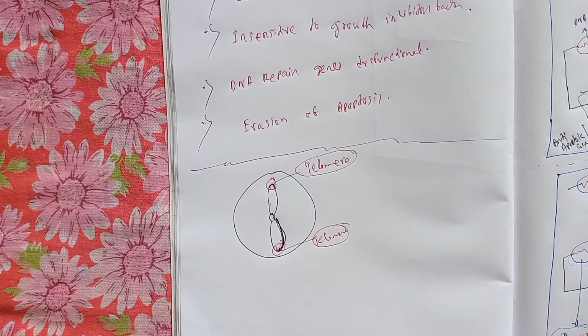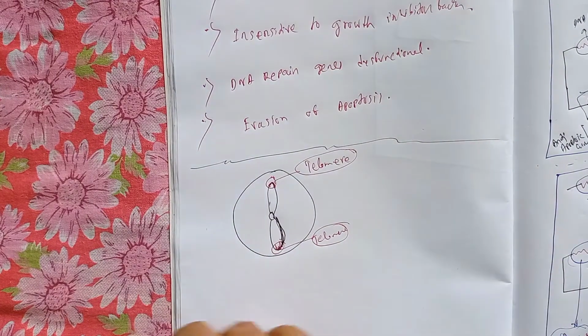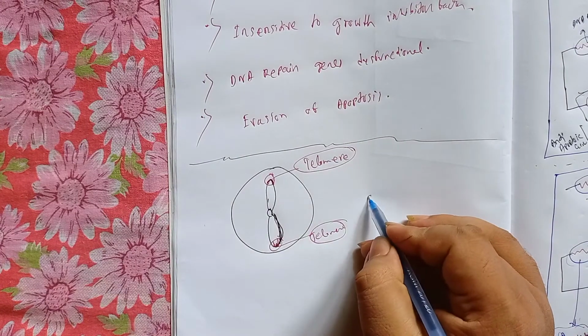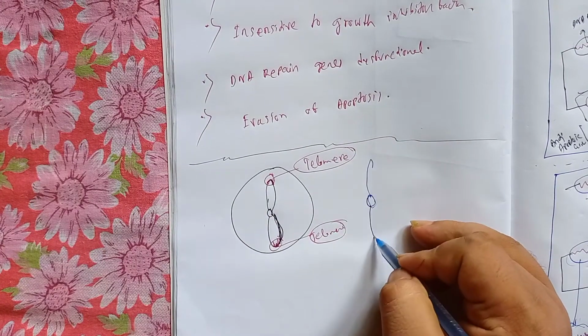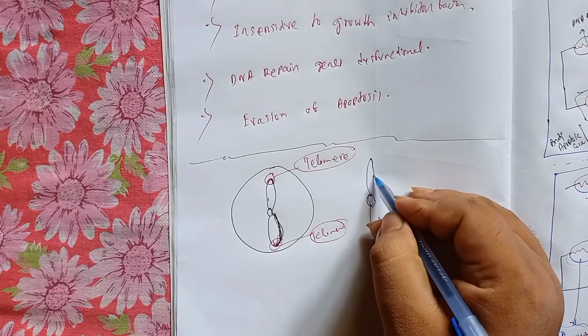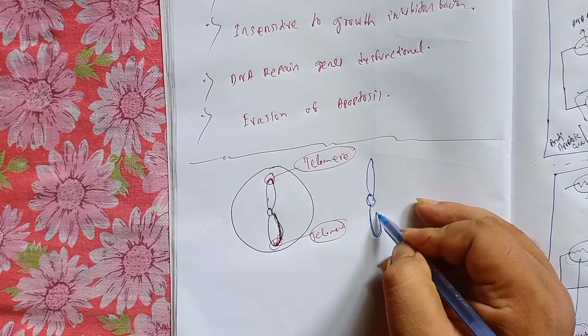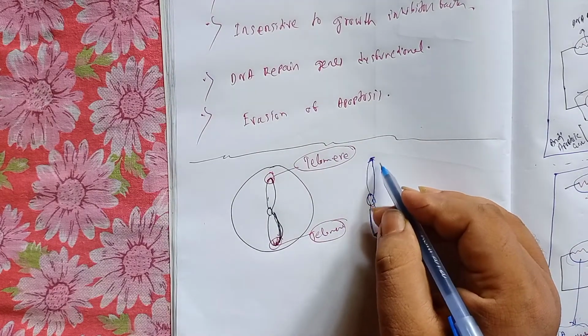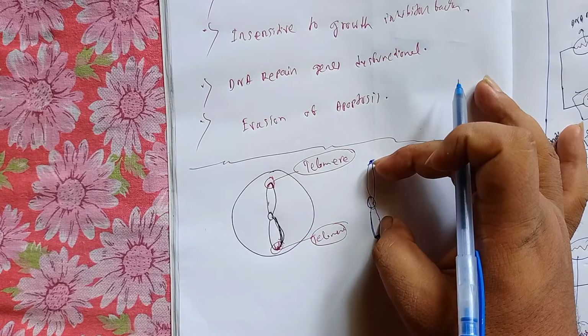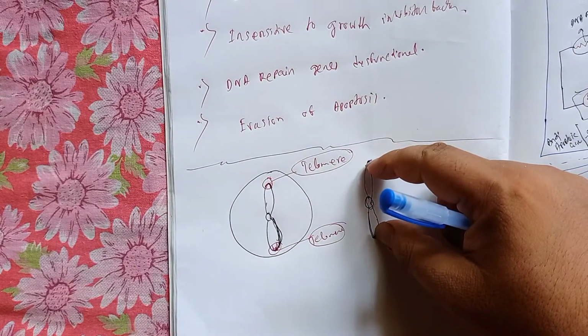Now suppose the cell will divide. How many times it can divide depends upon the telomere. Suppose there is a cell, and within the cell there is a chromosome, the DNA is here. Suppose the telomere is this much and this much. Whenever it does one division, after that the telomere will become shorter. The length of the telomere will decrease.